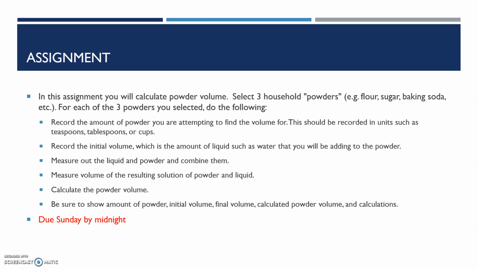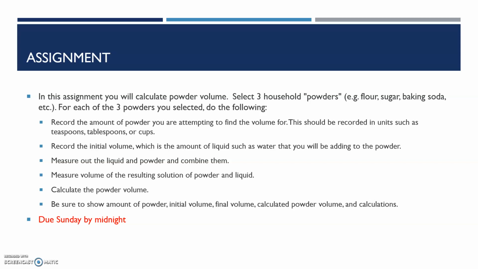The assignment this week is kind of a fun one, I think anyway, and it's actually to do a little bit of messing around in the kitchen. What you're going to do for this assignment is to find 3 powders in your house. It's probably going to be easiest to get some powders in your kitchen like flour, sugar, baking powder, whey protein, different things that you may have in your kitchen. You're going to select 3 things.